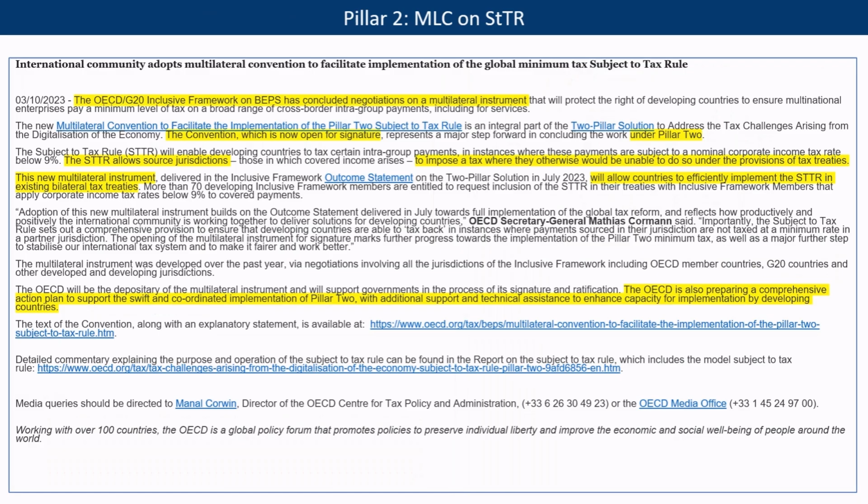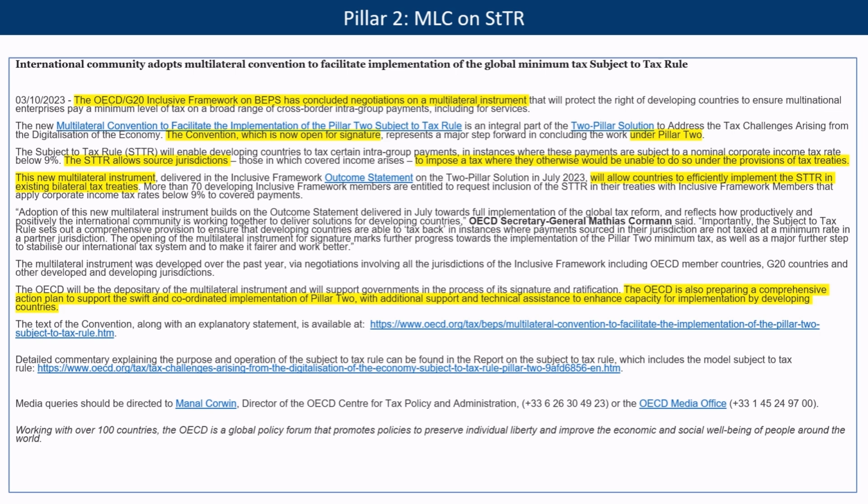it says. Just for background information, the OECD came with this publication on the 3rd of October, where they said the inclusive framework on BEPS has concluded negotiations on a multilateral instrument. The convention, which is now open for signature under Pillar 2, right? The STTR allows source jurisdictions to impose a tax where they would otherwise be unable to do so under the existing tax treaties. The new multilateral instrument will allow countries to efficiently implement the STTR into existing bilateral treaties.